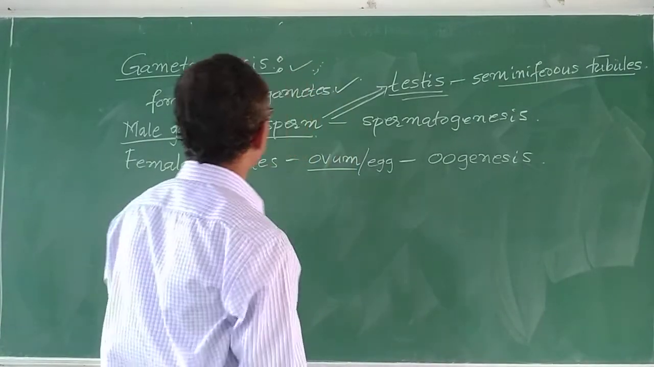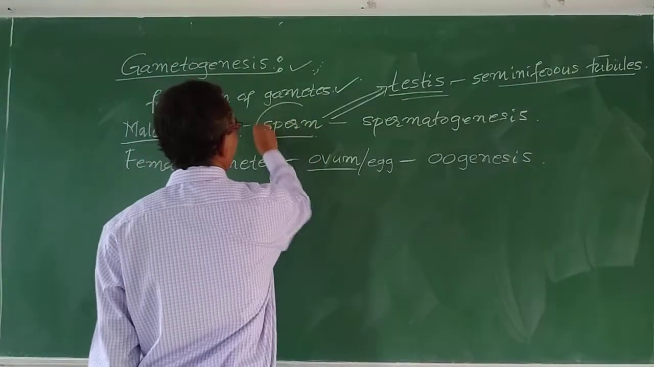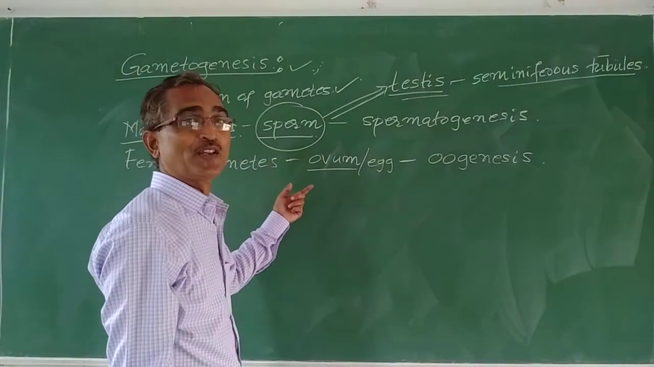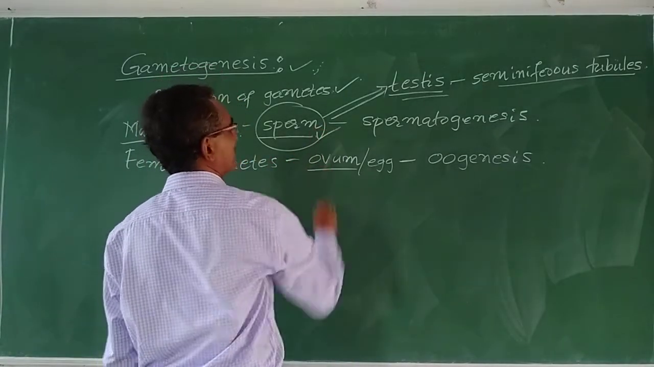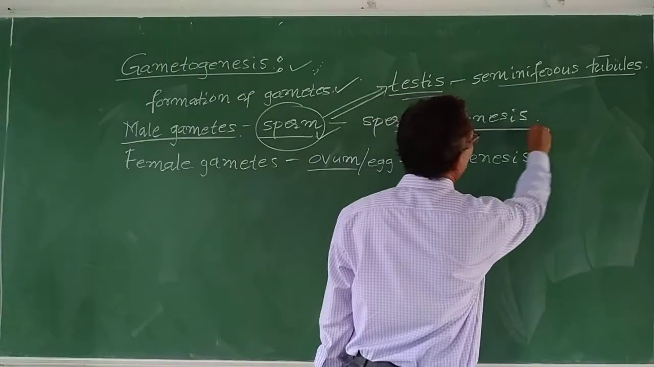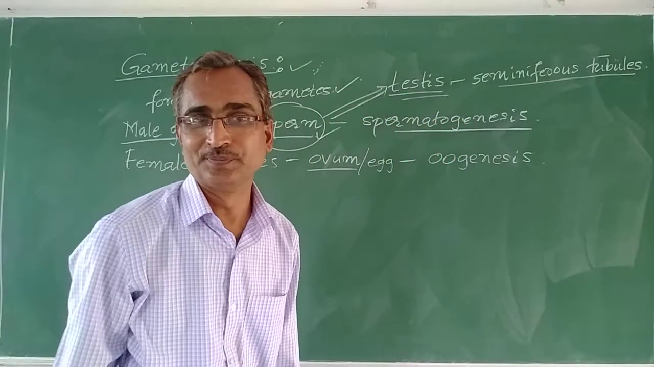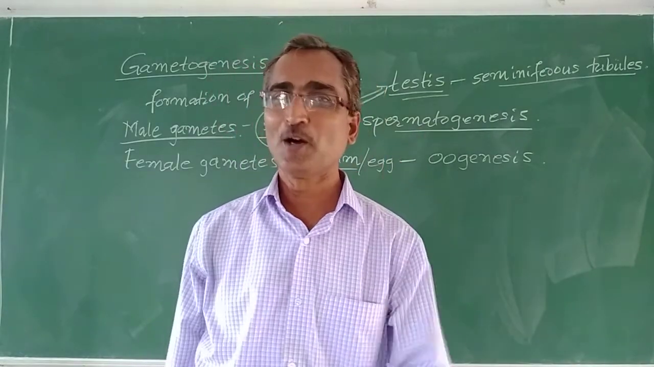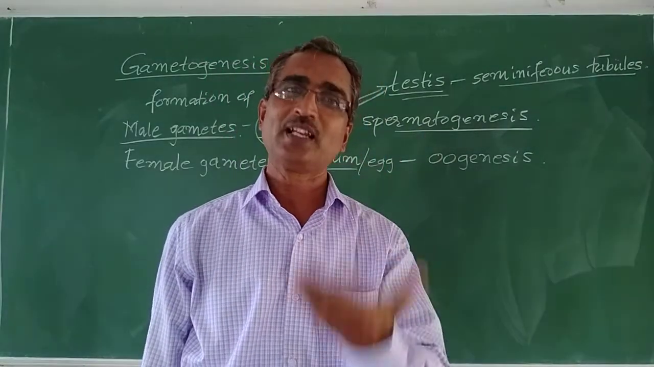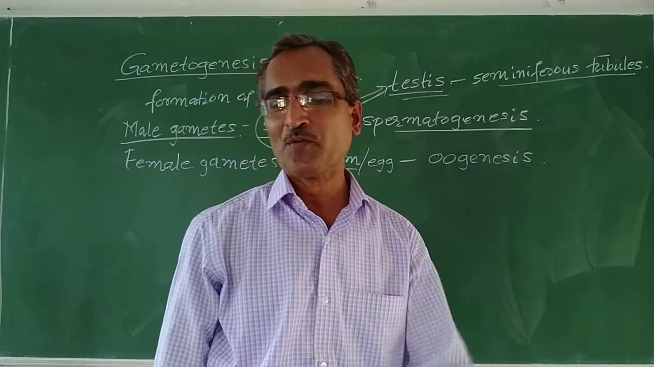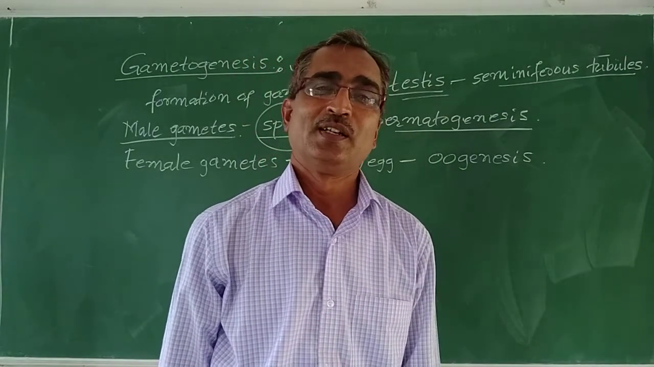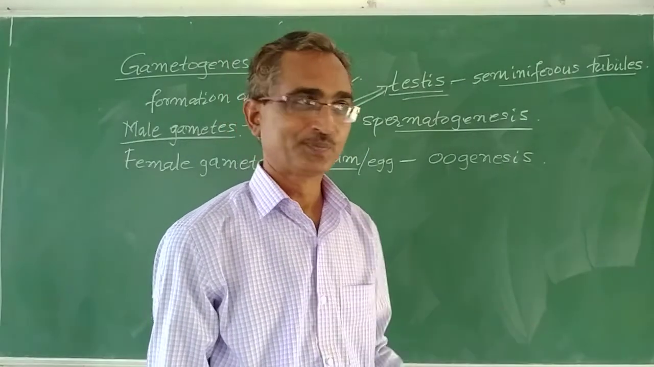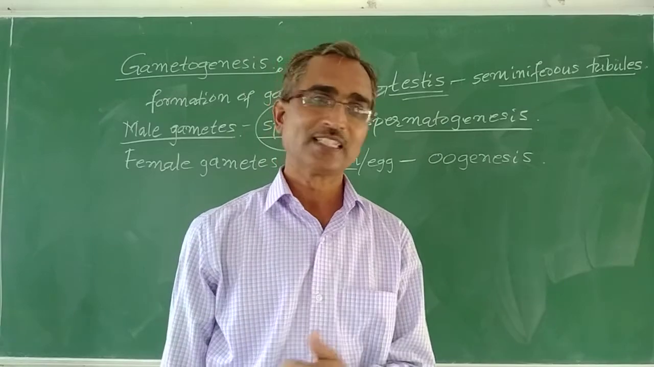Okay, and the gamete in the case of males is called a sperm, and that is why the process of formation of sperms, the male gamete, is known as spermatogenesis. We are going to discuss in detail about spermatogenesis, how sperms are produced, how male gametes are produced, and what the different things are that happen in this process.